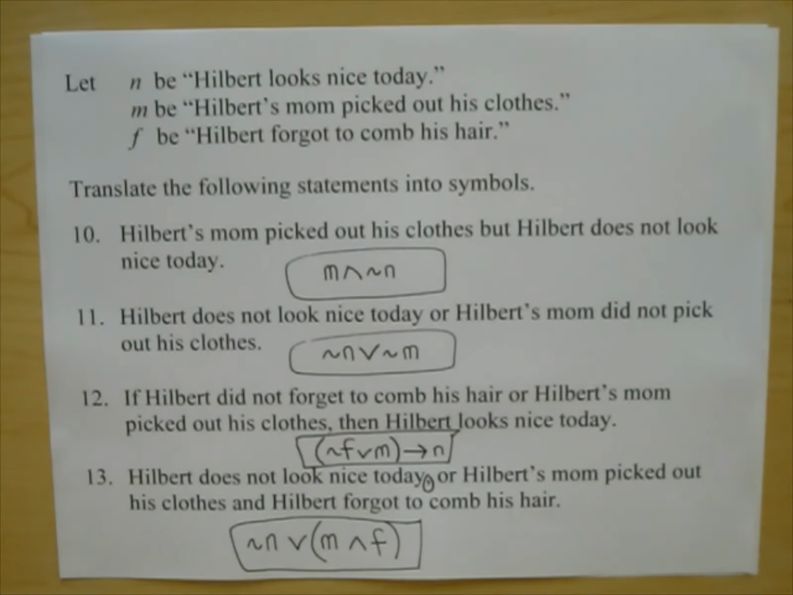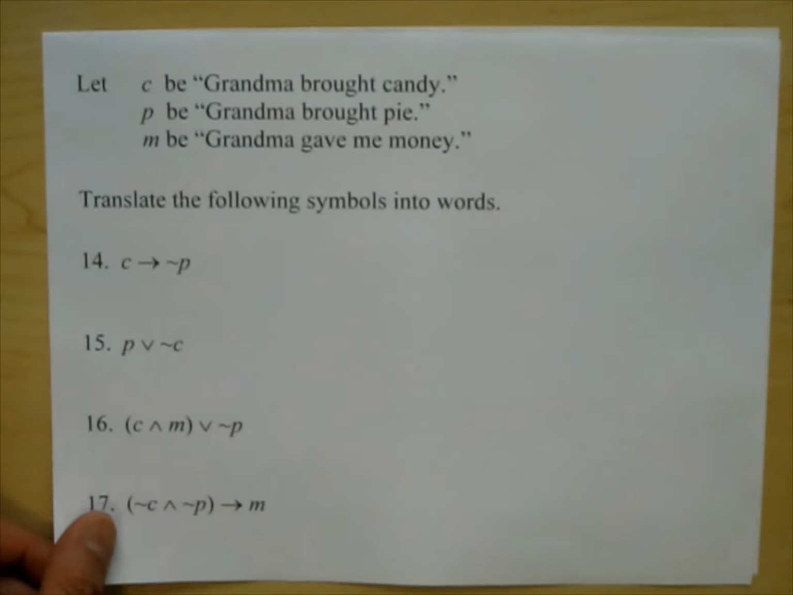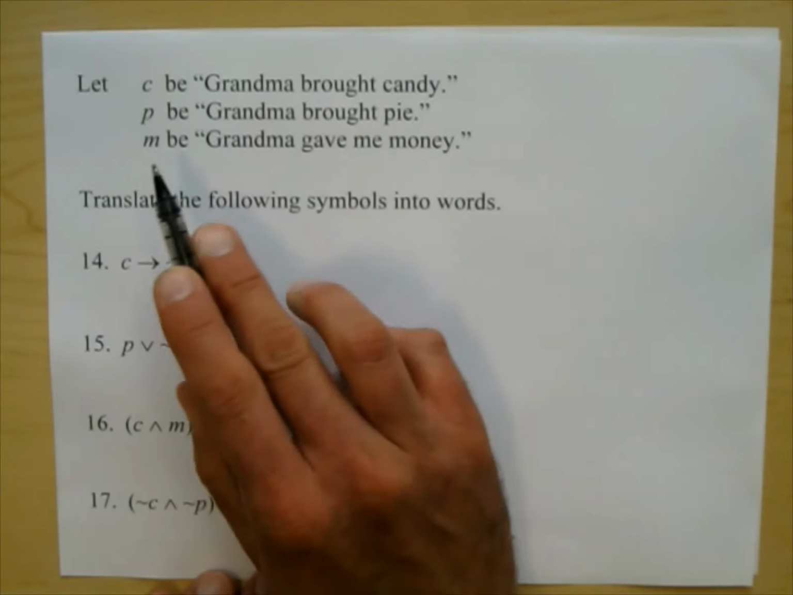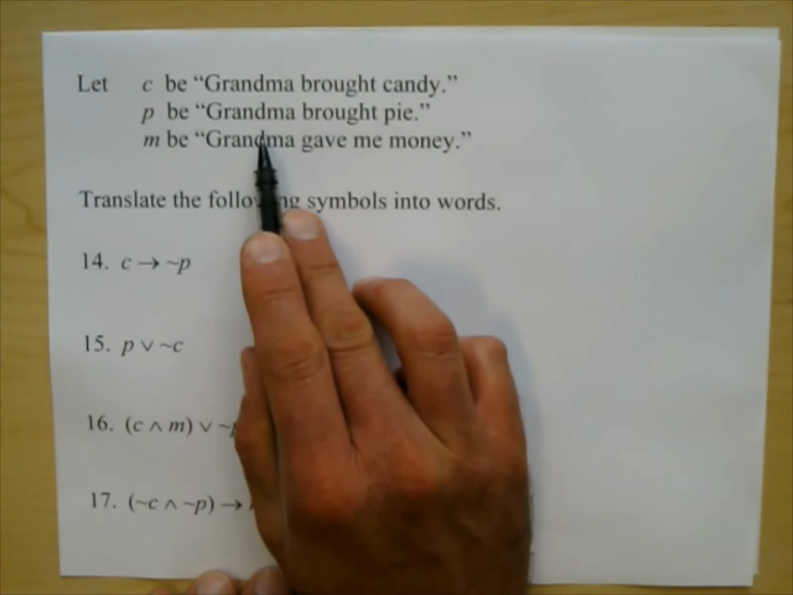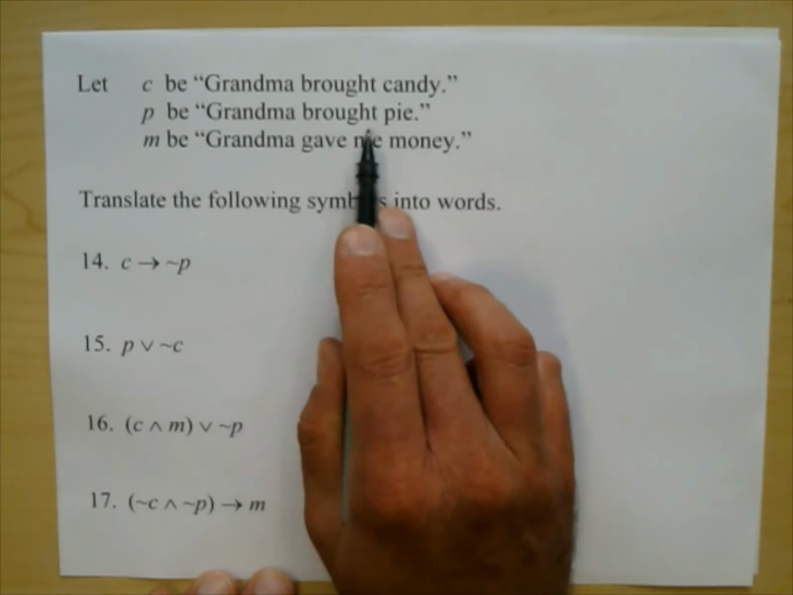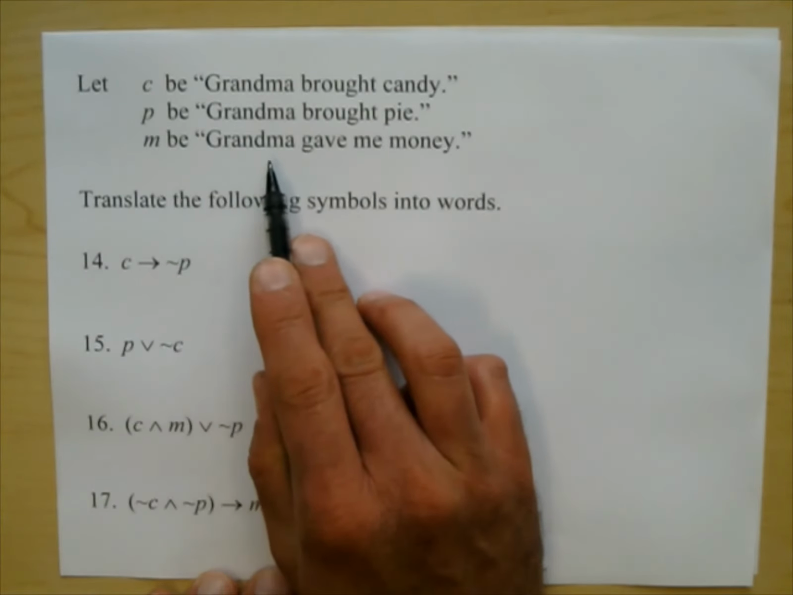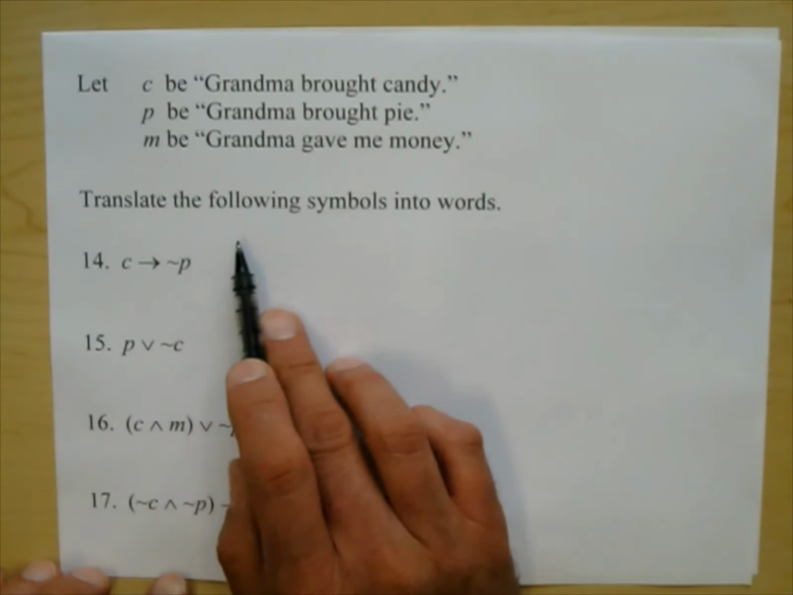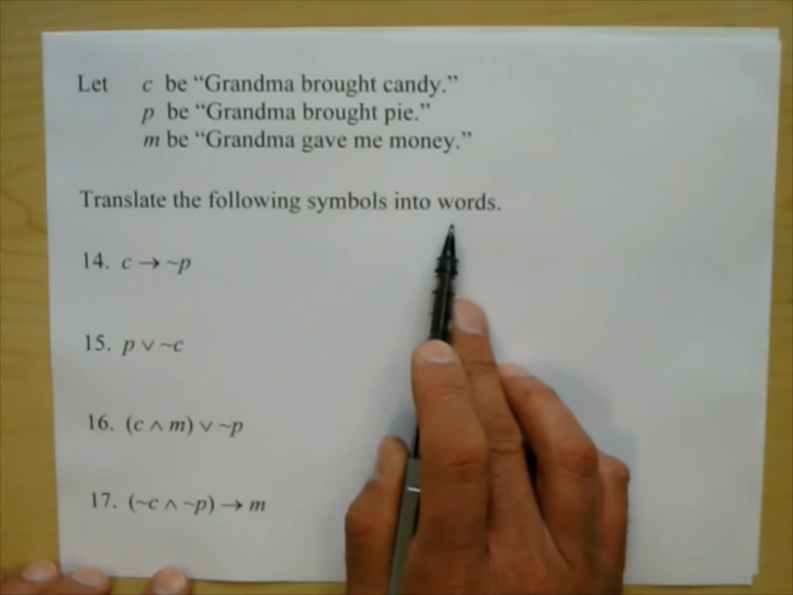Let's go ahead and do the next one, problem number 14. We'll change the statements around. Let C be Grandma bought candy. P is the statement Grandma, oh, did I say bought? Brought candy. Grandma brought pie. And M is the statement Grandma gave me money. Translate the following symbols into words.